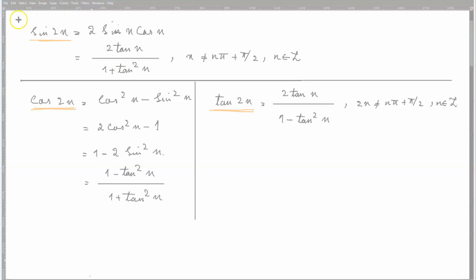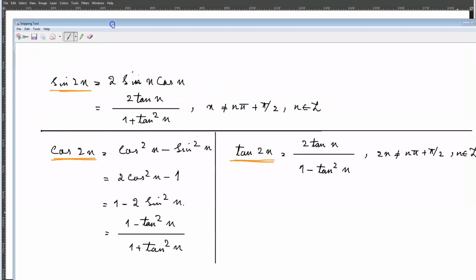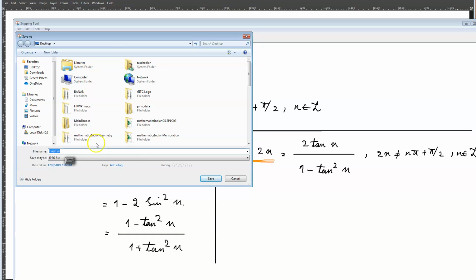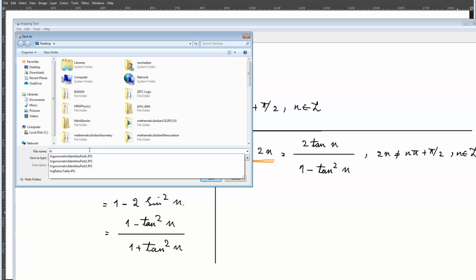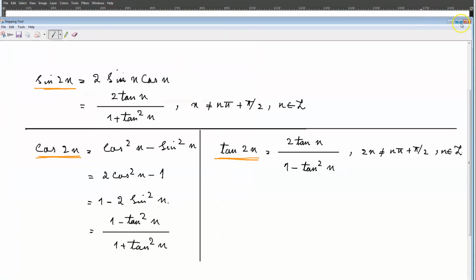So I will make another screenshot here, because we are going to need this elsewhere in other courses and so on and so forth. And I'm going to call this trigonometric ratios part 4, for example, and save it there. And now we are going to do basically sine, cos, and tan of 3x.